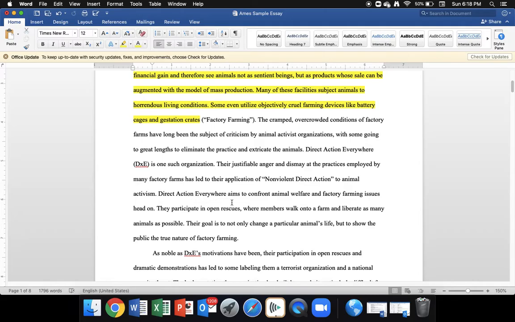Direct Action Everywhere aims to confront animal welfare and factory farming issues head on. They participate in open rescues where members walk onto a farm and liberate as many animals as possible. Their goal is to not only change a particular animal's life, but to show the public the true nature of factory farming. So this introduction is fully informative.